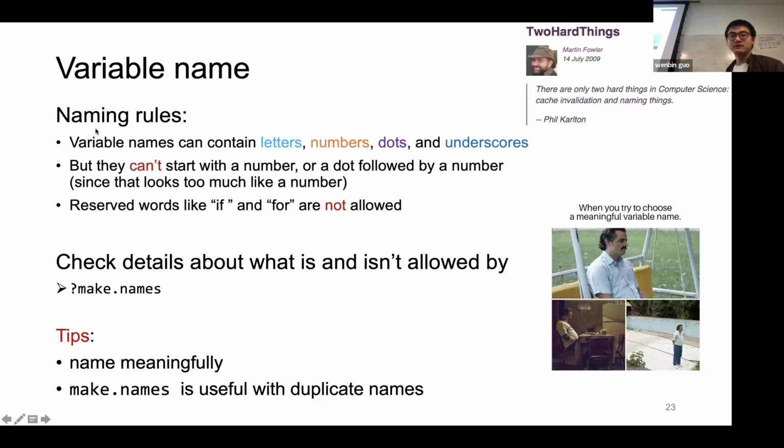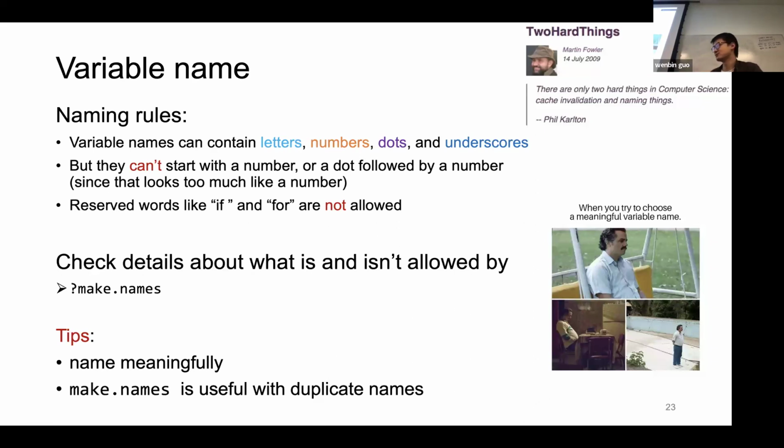And if you really want to know the details about the naming rules, you can check make.names. It contains details about what is allowed and what is not allowed in R programming. Also, I want to mention that make.names is quite useful for dealing with duplicated names, especially when you are dealing with gene expression data, if you are working in the biological science field. You know, sometimes two genes probably share the same name.